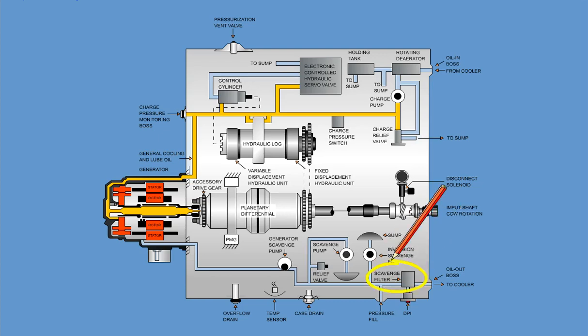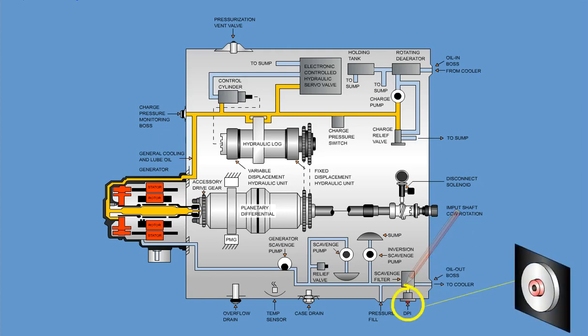A scavenge oil filter is provided between the scavenge pumps and the external oil cooler. This filter cleans the oil before it exits the IDG to prevent contamination of the external oil circuit. A differential pressure indicator, DPI, detects a plugged filter, which means it monitors the oil pressure before and after the scavenge oil filter. In this case, the red DPI button will extend as a visual indication.